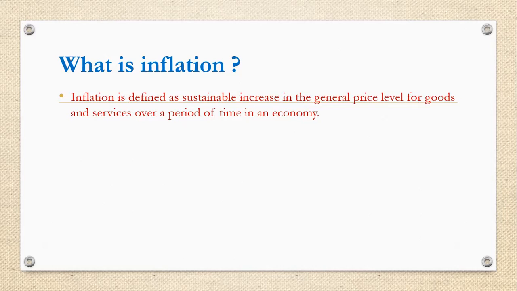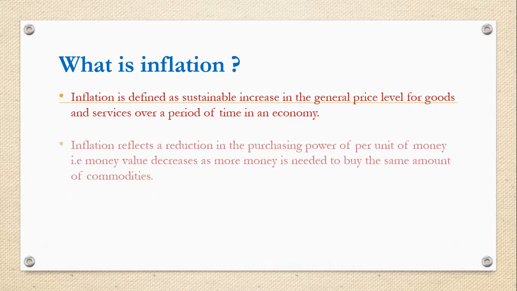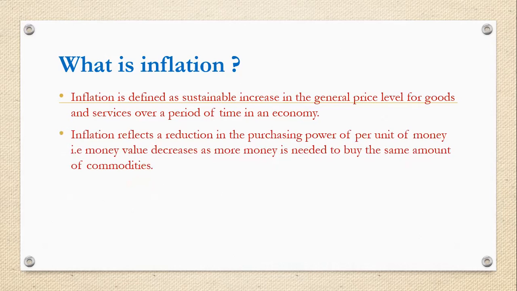So when the price of goods and services increases, with the same amount of money, the same unit of money, we can buy a smaller amount of goods and services. So we can understand that when the price of goods increases, the value of money decreases. As the value of money decreases, people's purchasing power decreases. So inflation reflects a reduction in the purchasing power per unit of money; that is, money value decreases as more money is needed to buy the same amount of commodities.